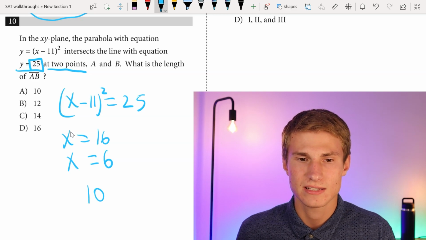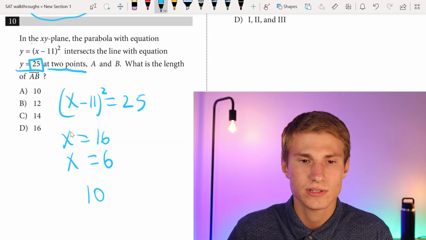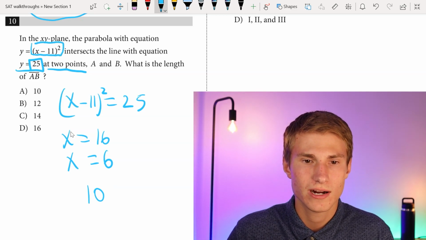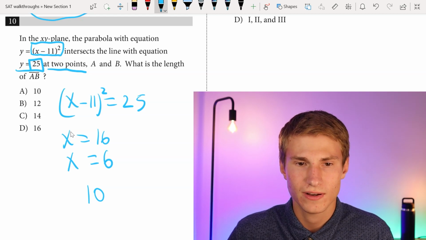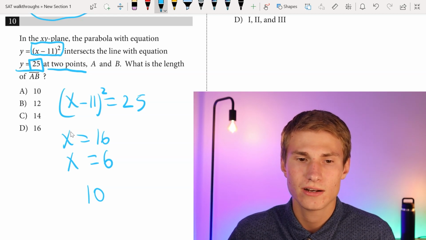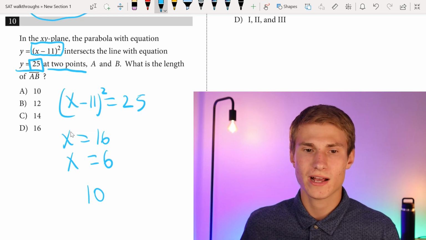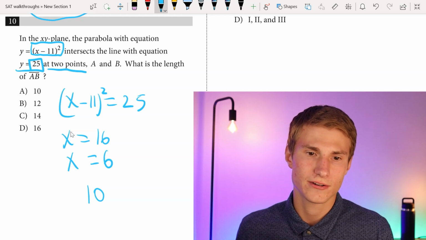Another way that you can think about it is like this. If you have the quantity x minus 11 getting squared, you know that that's going to equal 25 whenever it's 5 squared. Then all you have to do is think about moving 5 to the right and 5 to the left. Add those two together, you're going to get 10.